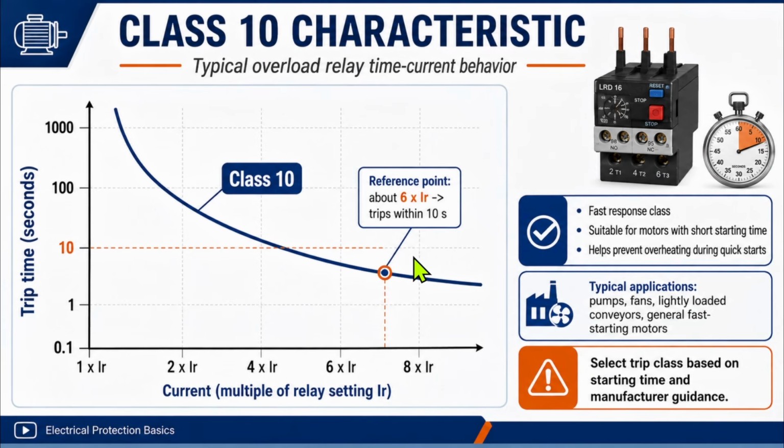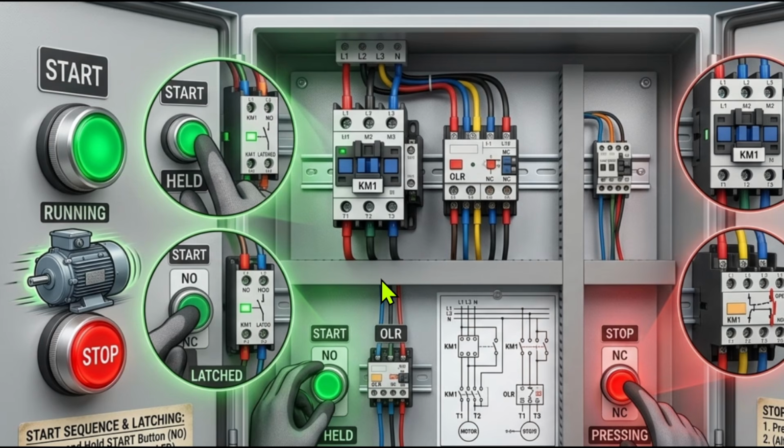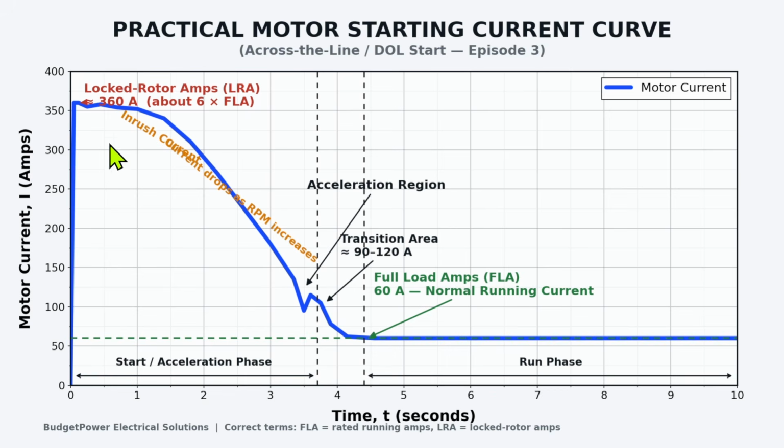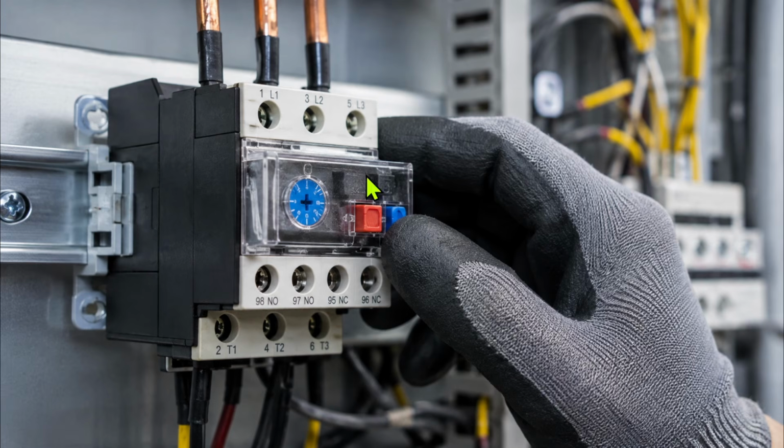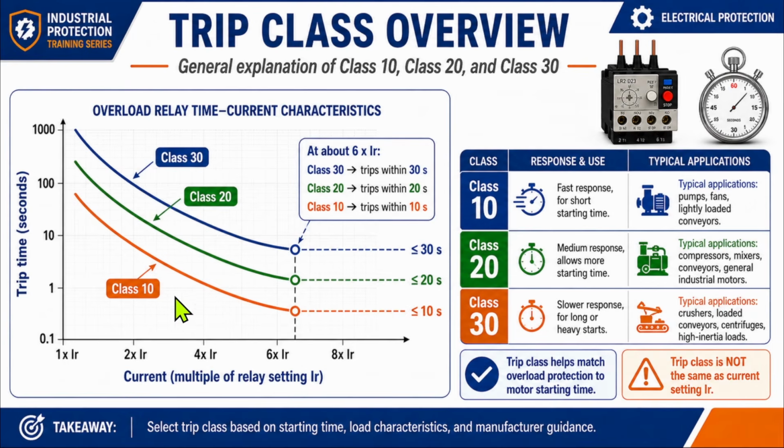Now you might ask, why don't we just use the fastest one? Wouldn't that protect the motor better? Not necessarily. Because when we start a motor, the current can be very high for a short period while that motor is accelerating. So our overload protection has to distinguish between a normal motor start and an abnormal overload condition. That is the real purpose of understanding trip class.